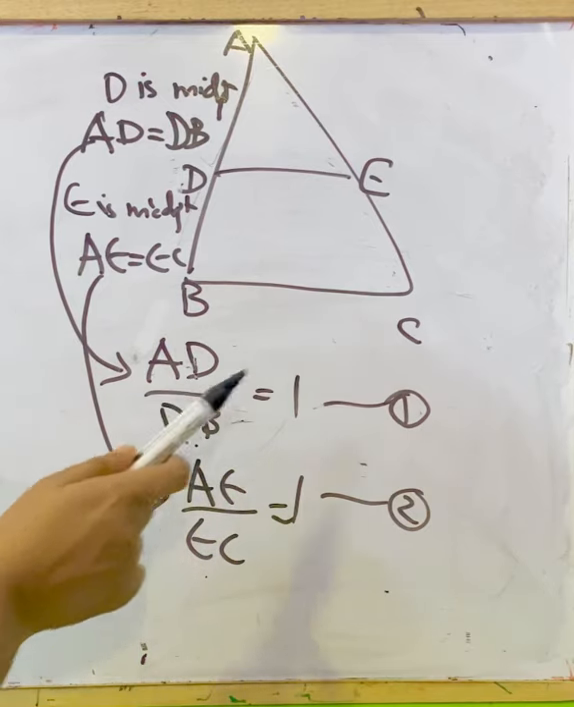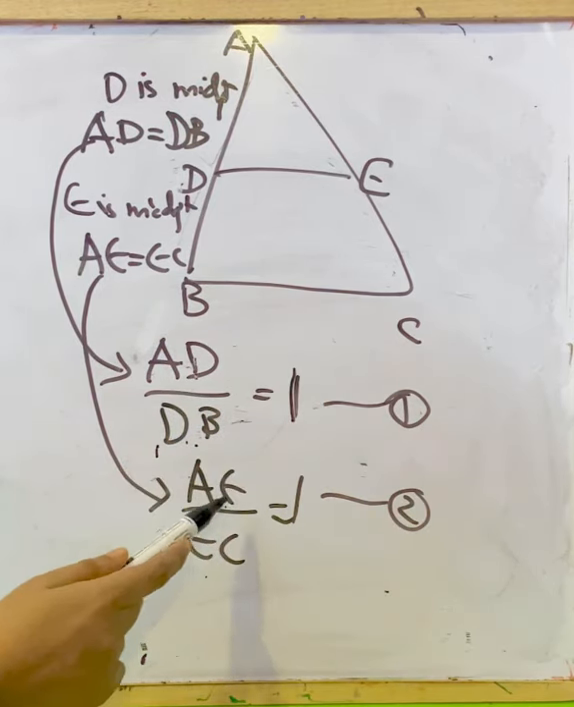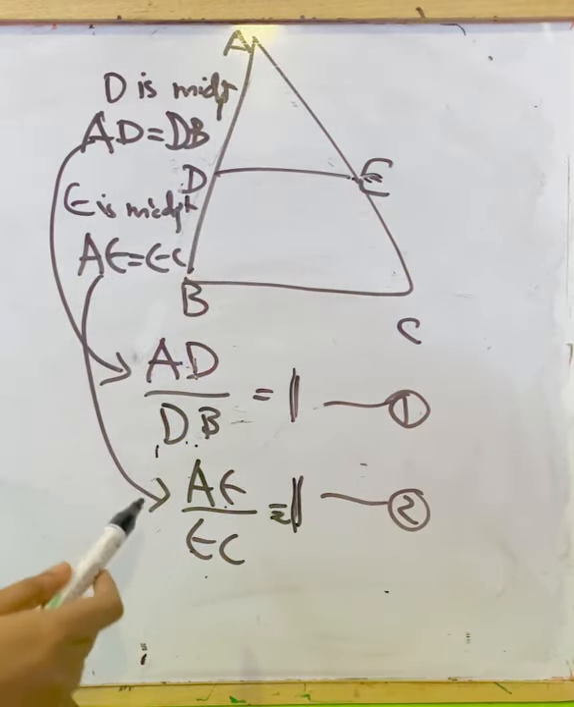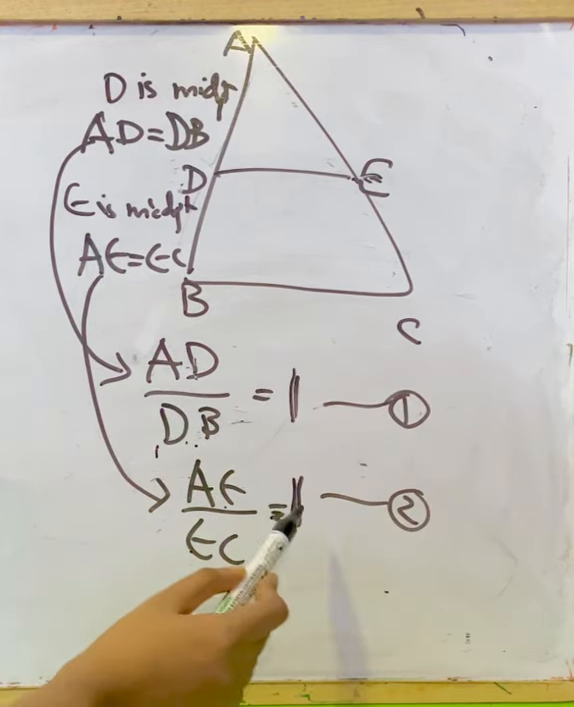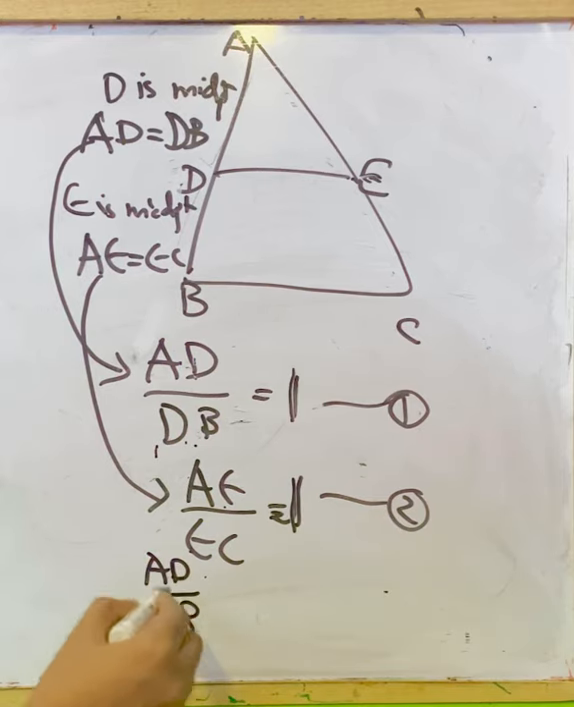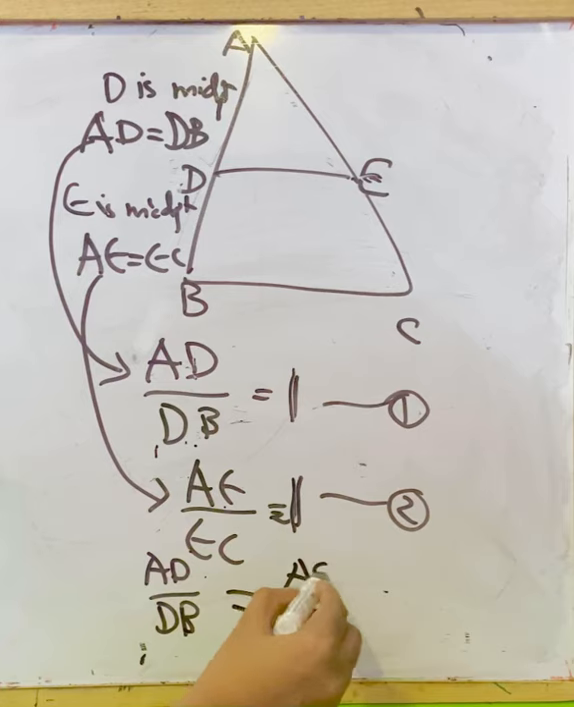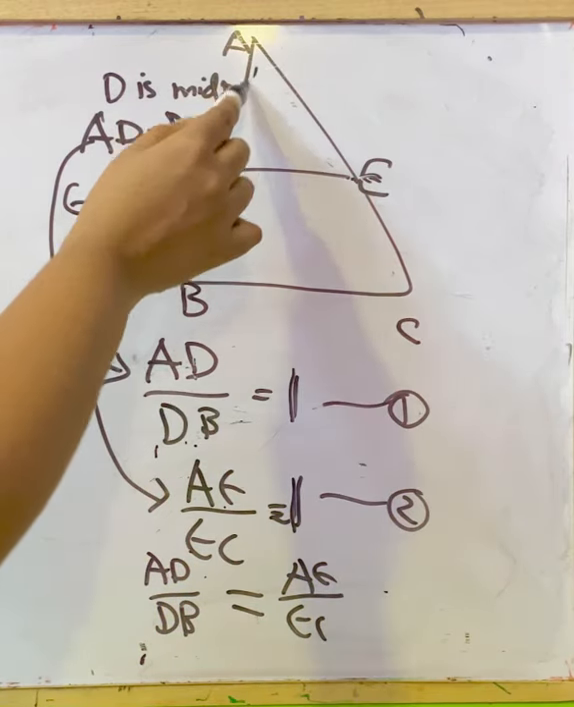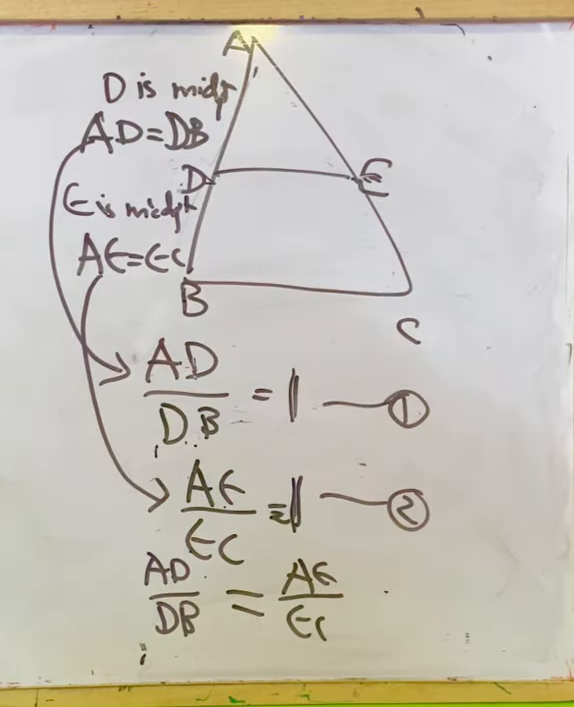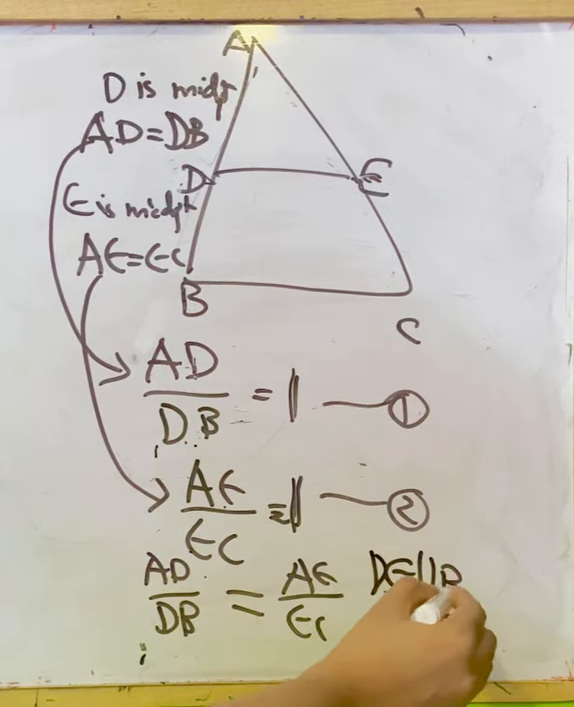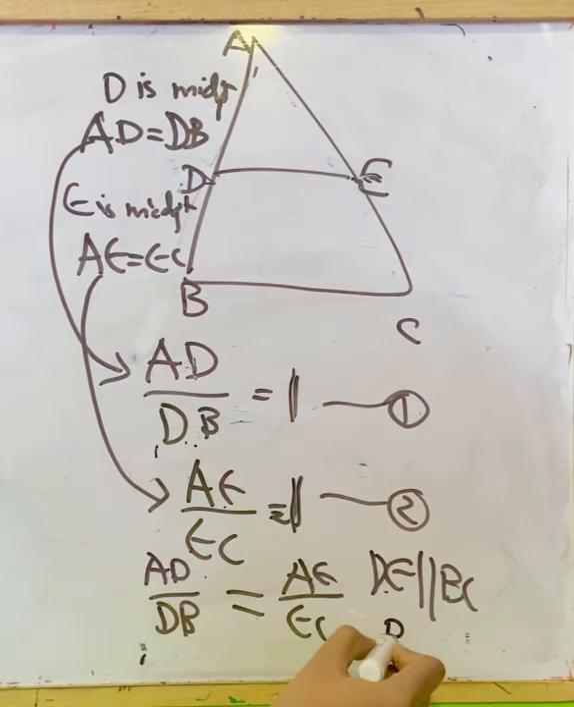Here D is the midpoint. That is why we got 1 here. Here E is the midpoint. That is why we got 1. It is given in the question. Now compare these equations 1 and 2. Here the RHS parts are equal. That means AD by DB, this is equal to 1, equal to AE by EC, because it is also equal to 1. Now AD by DB equal to AE by EC. Check with the figure. AD by DB equal to AE by EC. That is, we can say DE will be parallel to BC. Converse of basic proportionality theorem that we already learned.